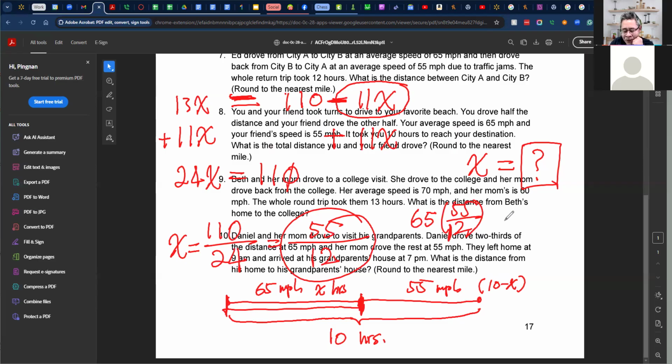But this is half the distance, right? That's this half. So for the total, we have to times 2 to it. And when you times 2 to it, of course, 2 and 12 would be 6. So 65 times 55 divided by 6. And if you use a calculator, see what you got: 65 times 55 divided by 6.